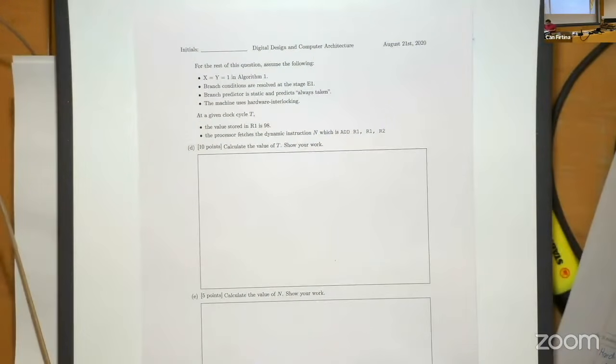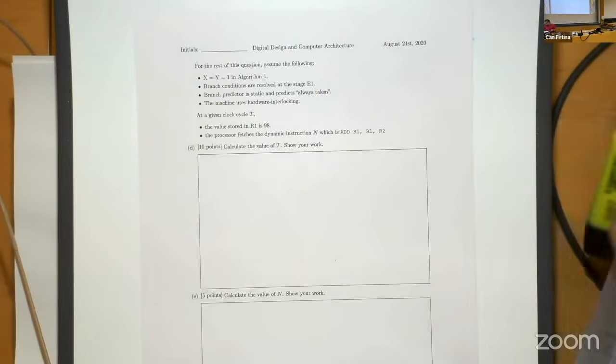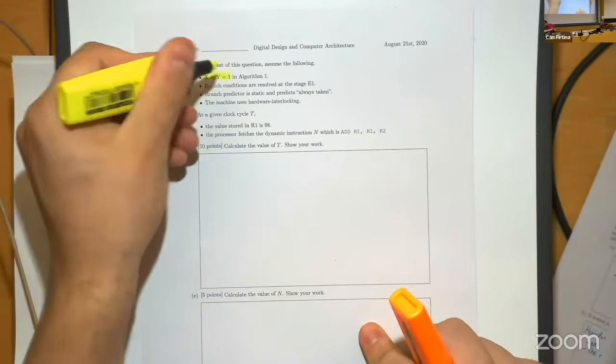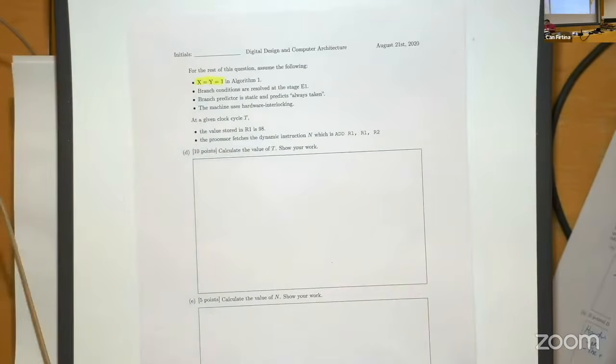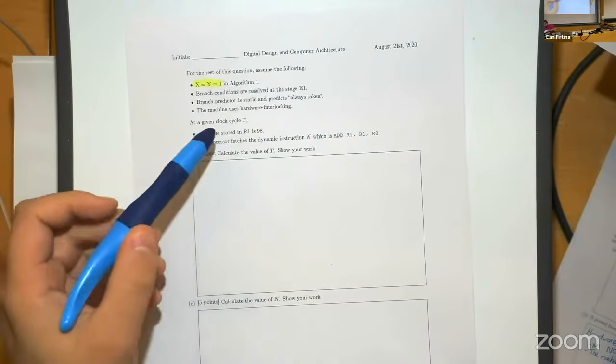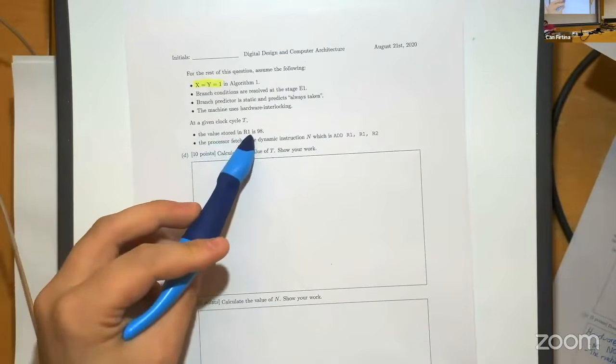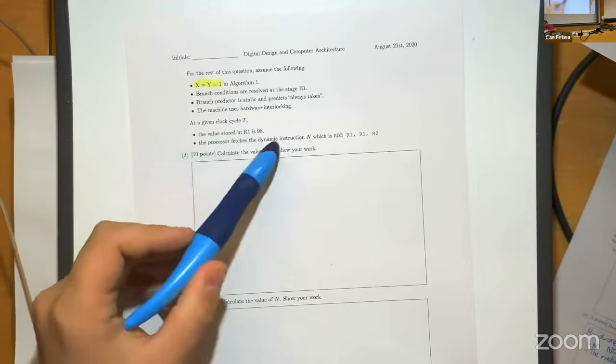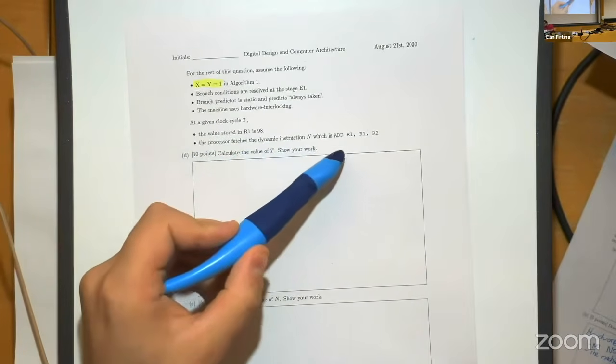So we get some additional information. We know now that these are both 1. And then there's some information about what the branch probability looks like. We are asked to calculate t, so what the current clock cycle is, if currently the value of R1 is 98, and we are currently fetching the addition. So let me show you the code again.